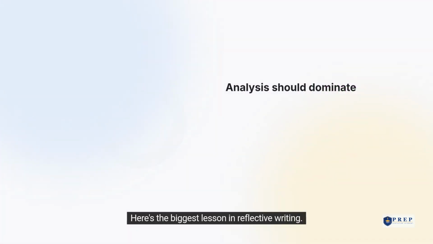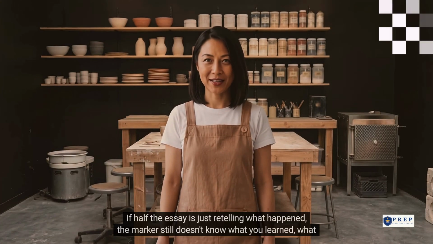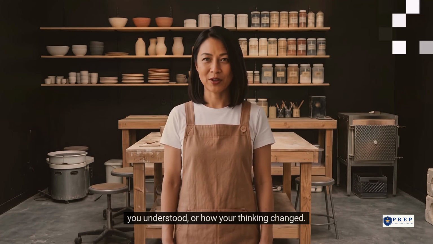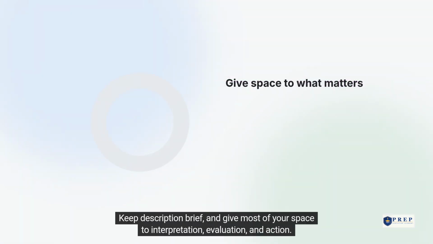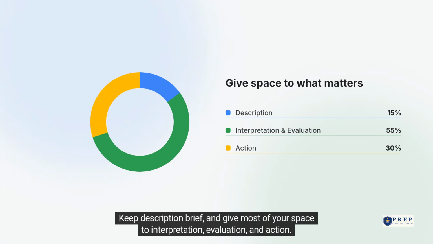Here's the biggest lesson in reflective writing. Description should support the essay, but analysis should dominate it. If half the essay is just retelling what happened, the marker still doesn't know what you learned, what you understood, or how your thinking changed. A useful visual rule is this: keep description brief and give most of your space to interpretation, evaluation, and action.